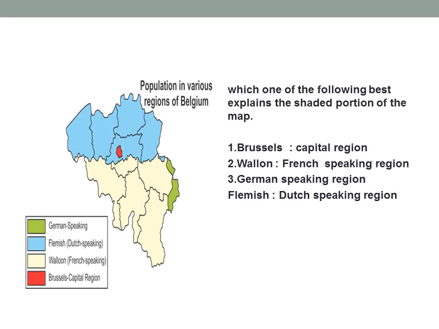Then for this green part, you should remember that the northern part is the Flemish region, the southern part is the Walloon region, that is French speaking, the side portion is German and the center is Brussels, because the index will not be there. So the correct answer for this particular image will be third, that is German speaking region, right?